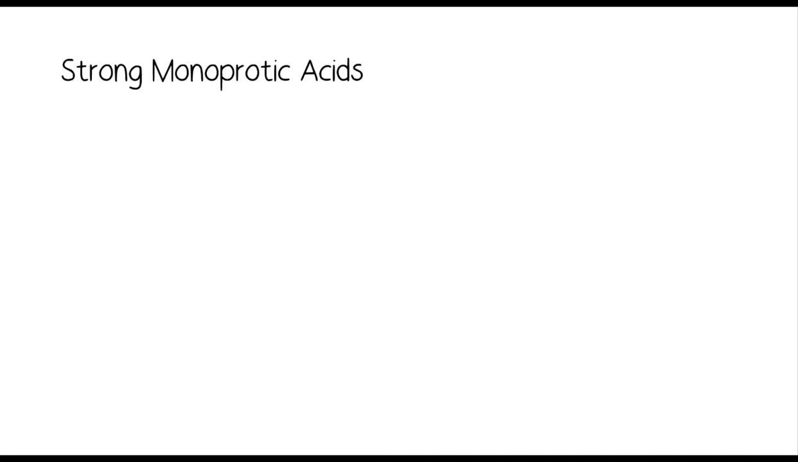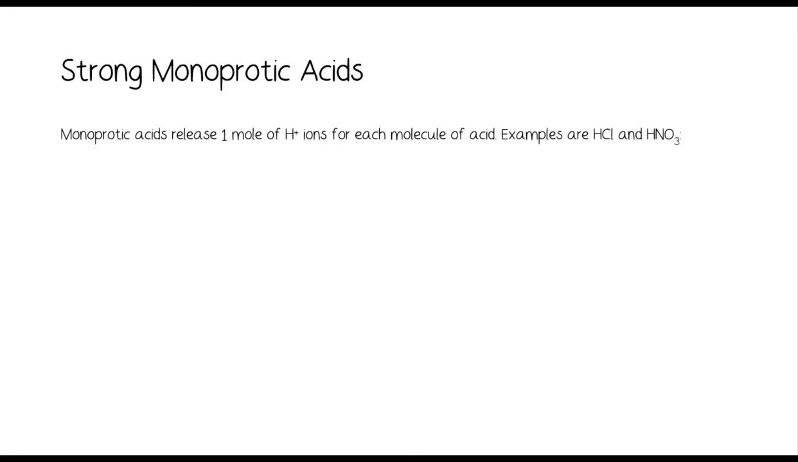Let's talk about strong monoprotic acids. So a monoprotic acid is an acid that releases 1 mole of H plus ions for each molecule of acid. So every single acid that dissociates gives away 1 proton. Examples are hydrochloric acid HCl and nitric acid HNO3. So if we take nitric acid, its dissociation equation is that. So you've got HNO3 dissociates into 1 H plus and 1 NO3 minus. And like I said before, throughout this we'll start writing HA and A minus just to make it easier because some acids have quite long formulae, it's just helpful to write HA and A minus.